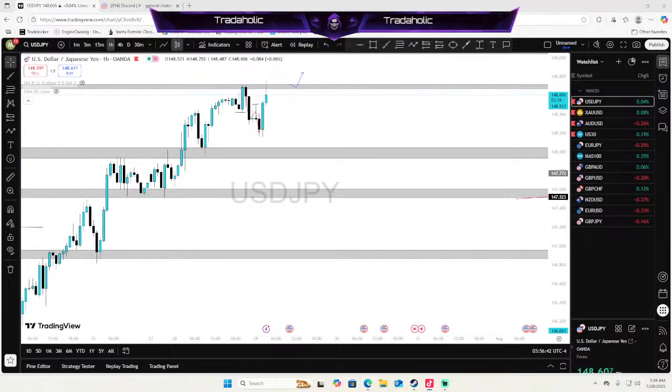So this is why it's important to wait for closures. If I would have just taken a buy over this 1 hour candle being a breakout, I would have got clapped. I wouldn't have gotten clapped because my stop loss wouldn't have got hit yet, but I will be in some drawdown right now.